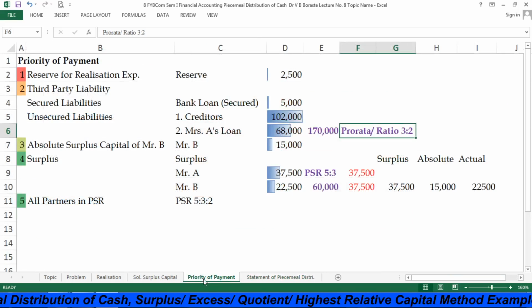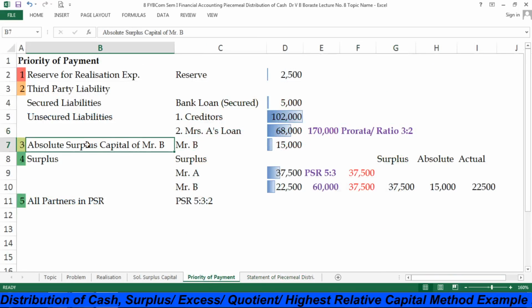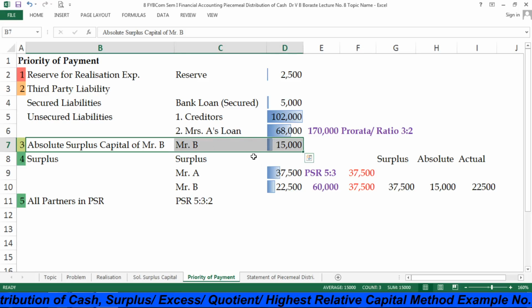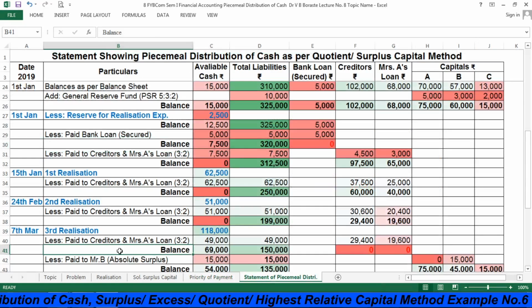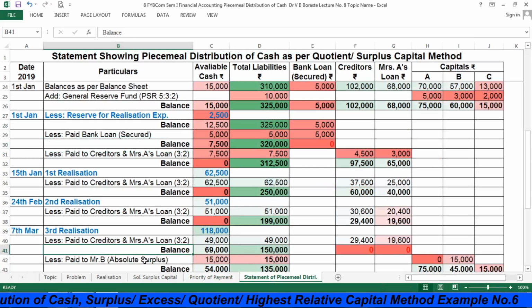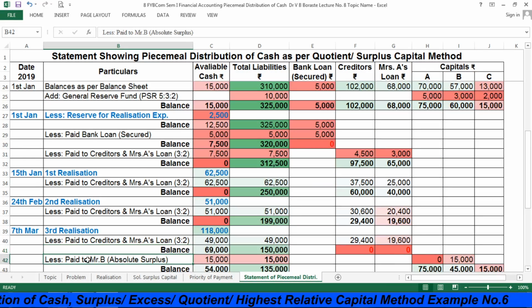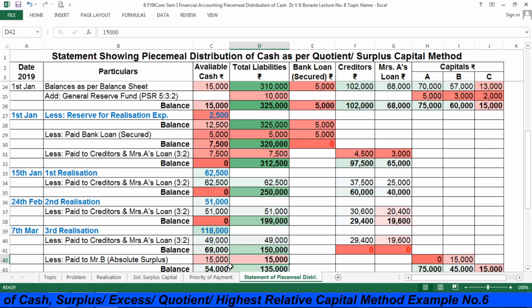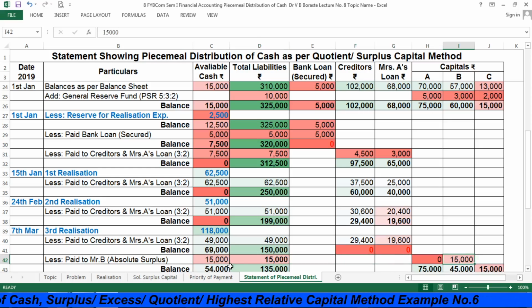After the payment of this, that is, third party liabilities are paid, then in the priority of payment we have another payment: we have to pay the absolute surplus capital of Mr. B. So here we have 69,000, we can pay 15,000. So let's pay Mr. B the absolute surplus, that is 15,000. Total liability will be reduced by 15,000 and Mr. B will receive 15,000.